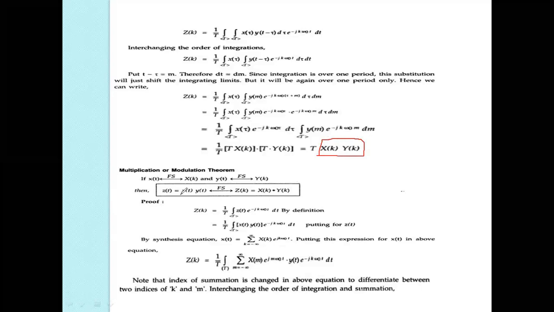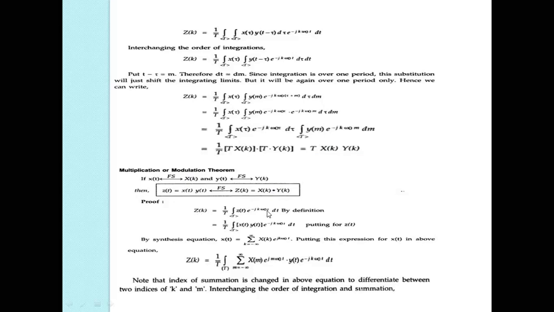Now I am taking here the input: time is product, frequency is convolution. So, the multiplication property: if x of t has Fourier series x of k and y of t has Fourier series y of k, then z of t, the product or multiplication of the time domain functions x of t and y of t, we have to prove that it gives the convolution of both the functions, x of k and y of k, in the frequency domain.